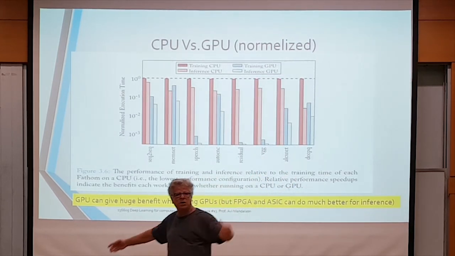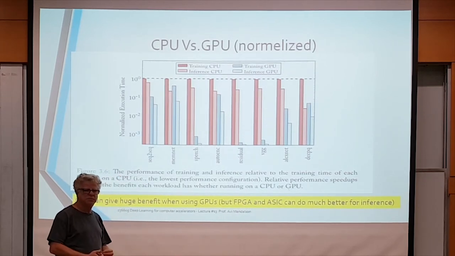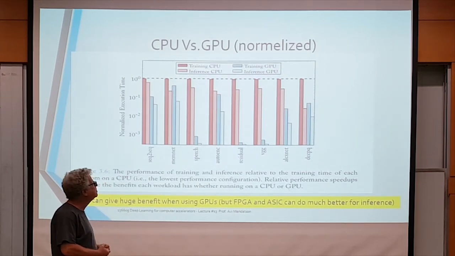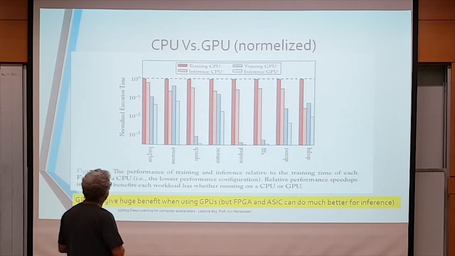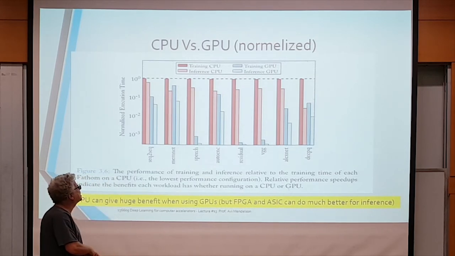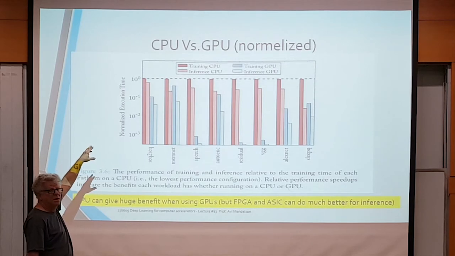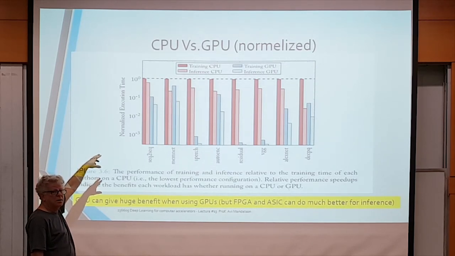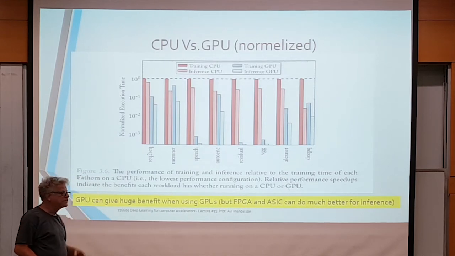These are huge differences. What's VGG? It's a network. Yes, this is a network, or AlexNet and so on. So we can see that at least in some of these applications, this is linear, this is normalized, but this is a logarithmic scale. So the differences can be huge.